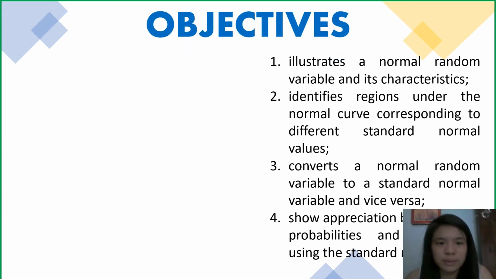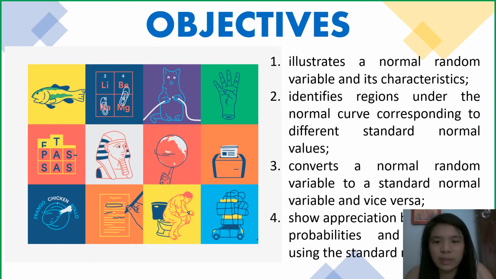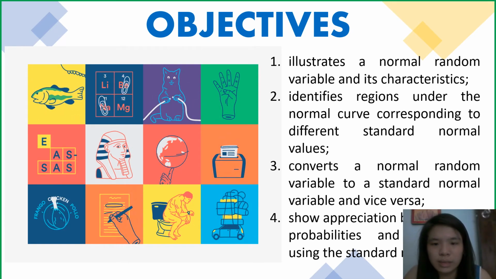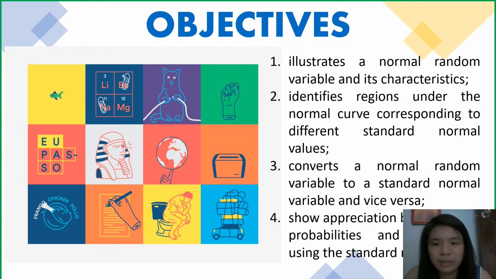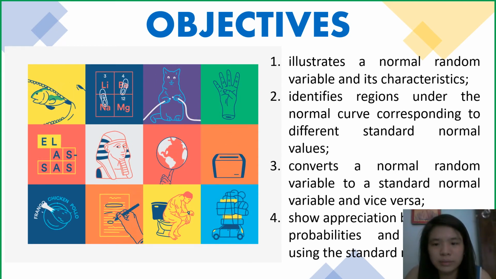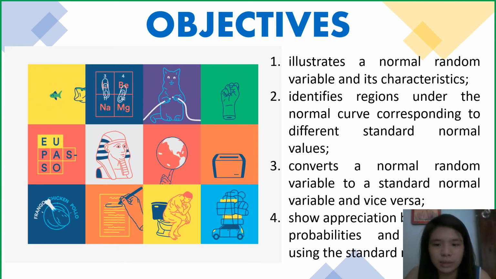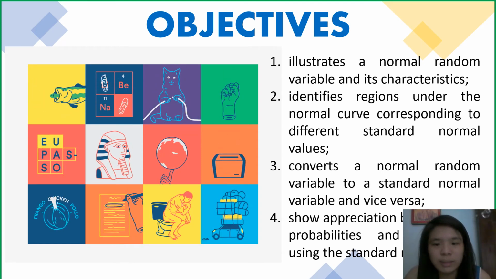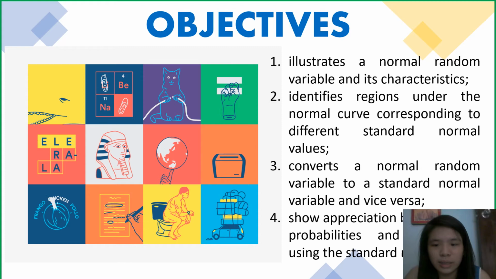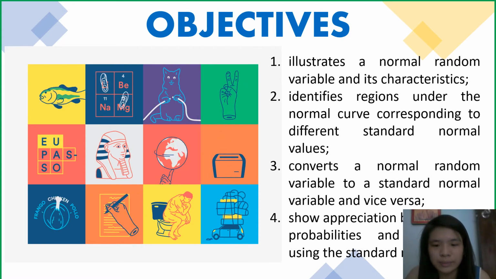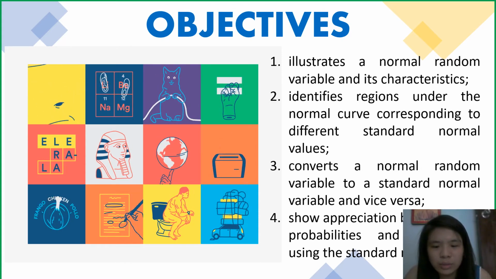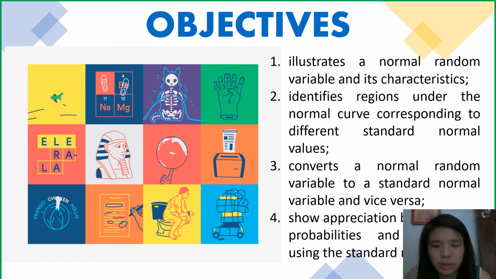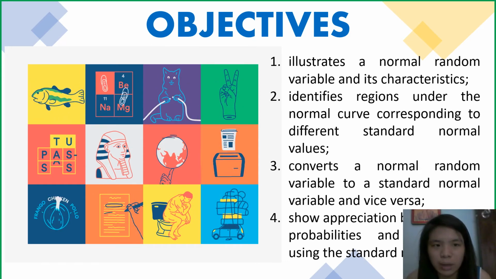Our objectives for today are: first, illustrates a normal random variable and its characteristics. Second, identifies regions under the normal curve corresponding to different standard normal values. Third, converts a normal random variable to a standard normal variable and vice versa. And lastly, show appreciation by computing probabilities and percentiles using the standard normal table.